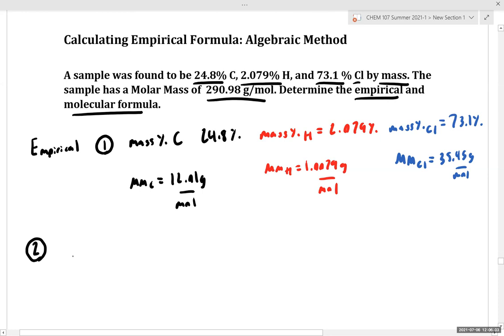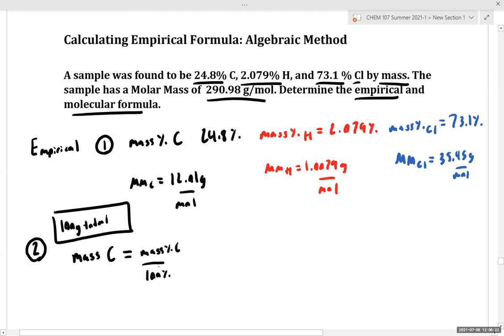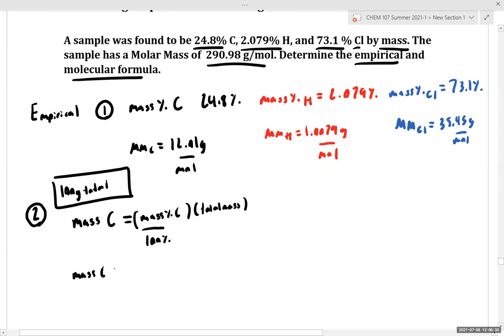The next thing I'm going to do is calculate the mass of each element, assuming 100 grams total. So I'm going to write that in my assumption box and just note I'm assuming 100 grams total. So the mass of carbon would be the mass percentage of carbon over 100% times the total mass. Substituting, the mass of carbon would be 24.8% over 100% times 100 grams. That gets us 24.8 grams of carbon.